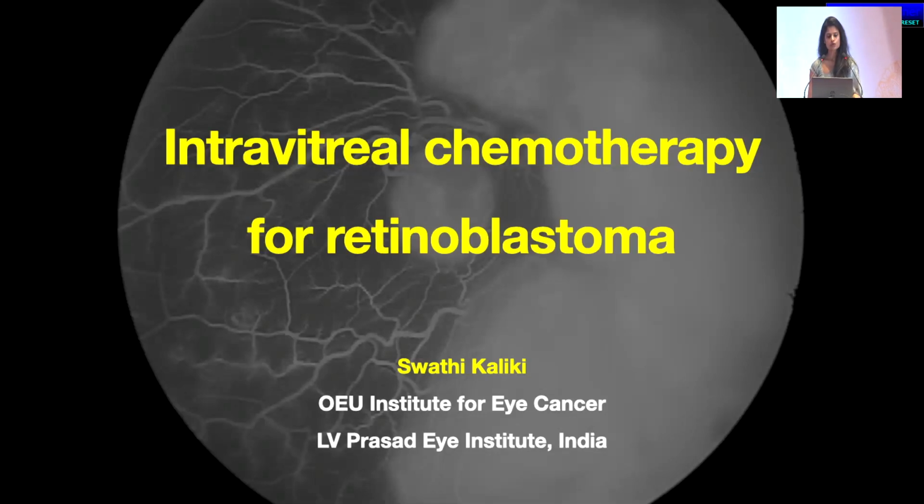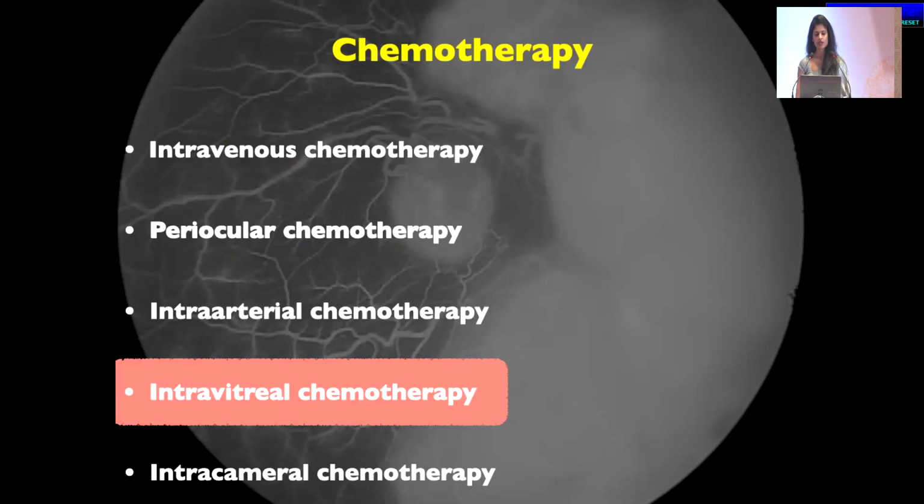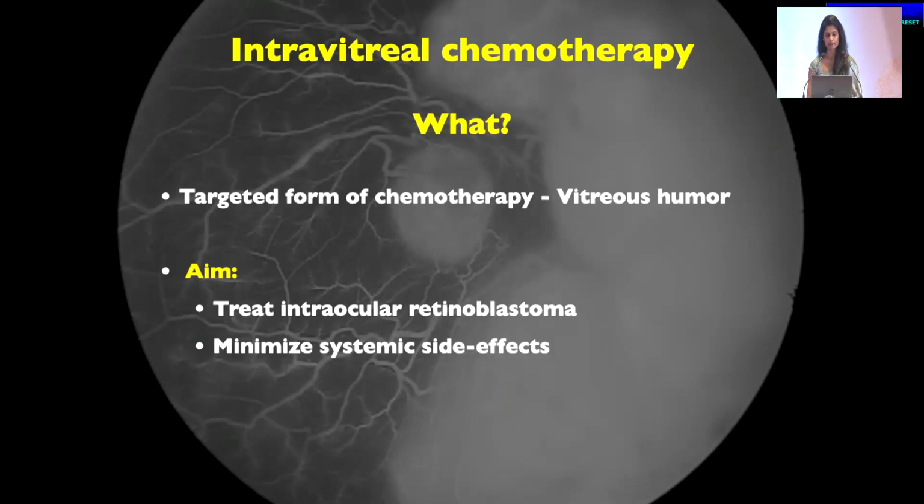So I'm going to talk to you about a very important component of chemotherapy for retinoblastoma, that's intravitreal chemotherapy. We know that there are various chemotherapy treatment options available, and intravitreal is one among them. Now, what is intravitreal chemotherapy? It is a targeted form of chemotherapy where we inject the chemotherapy agent directly into the vitreous humor. The aim is to treat the intraocular retinoblastoma and to minimize the systemic side effects.